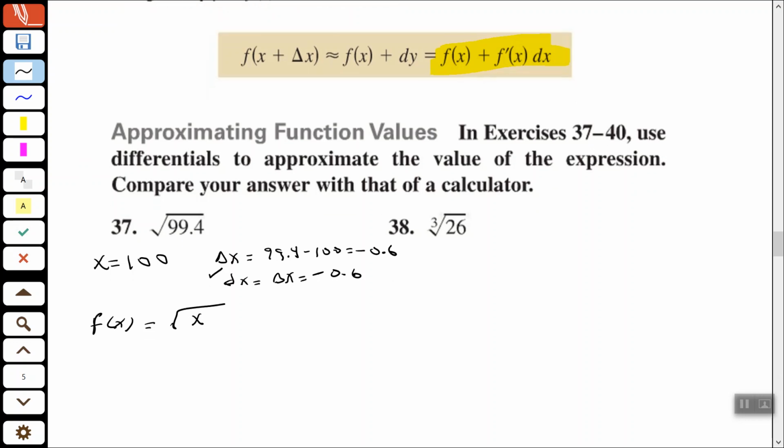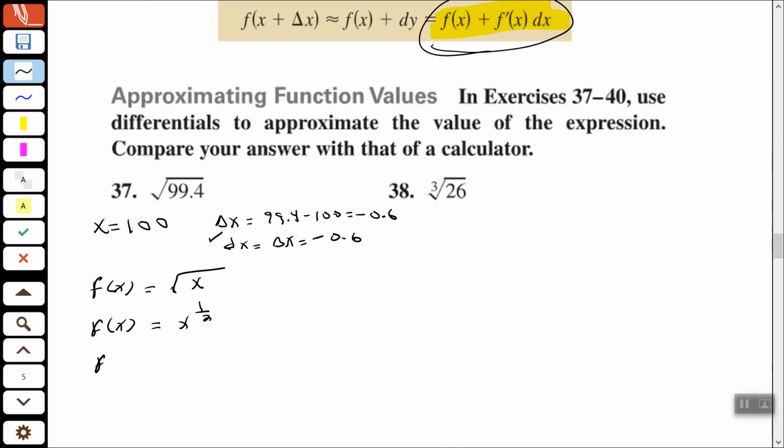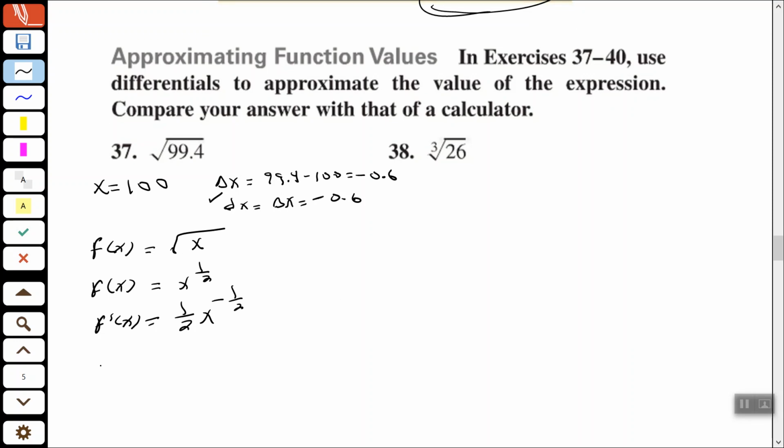To make this a little bit easier to find our first derivative, let's write that in exponential form, because remember, we need f prime of x for this formula. So let's write that in exponential form, x to the 1/2 power. Therefore, f prime of x is equal to 1/2 of x to the negative 1/2 power. And if I move that back down to my denominator, f prime of x is equal to 1 over 2 times the square root of x. All right, so we need to keep that in mind.